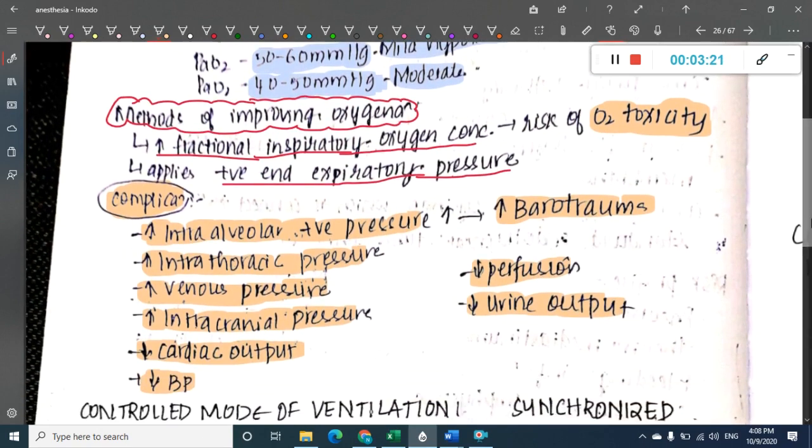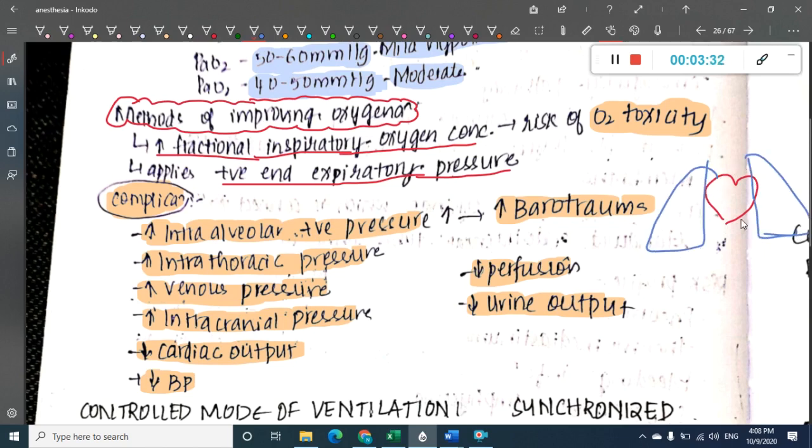How does all this occur? It's quite simple. I'll just tell you by a diagram. Just think, if this is the heart and these are the lungs, right? Through the bronchi, see this is the bronchi, we are giving high pressure air. This high pressure air will increase the pressure in the alveoli, right? Once the alveolar pressure is increased, it will compress the heart, right? It will also increase the intrathoracic pressure, and it will also increase the intracranial pressure.